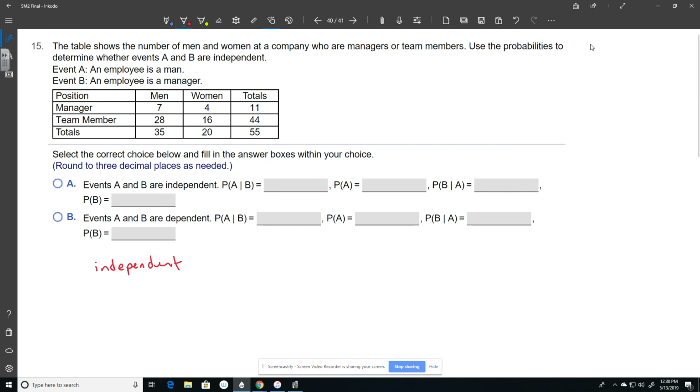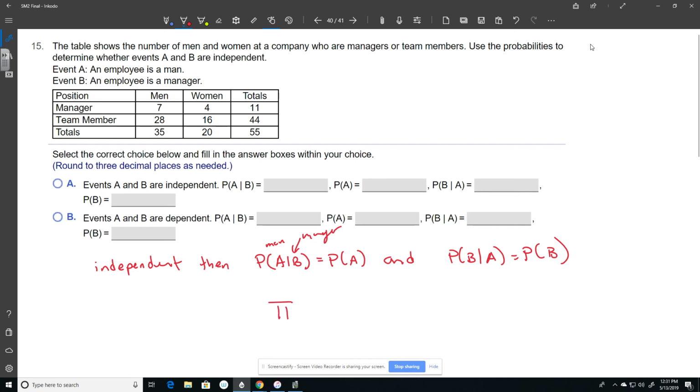And to figure out if these are independent, you have to test two equations. The probability of A given B has to equal the probability of A, and the probability of B given A has to equal the probability of B. So we just have to test these two things. So first of all, probability of A given B. So I'm testing what's the probability that I get a man given that I've chosen a manager. So I'm not dealing with everybody. I'm only dealing with managers. So that goes on the bottom.